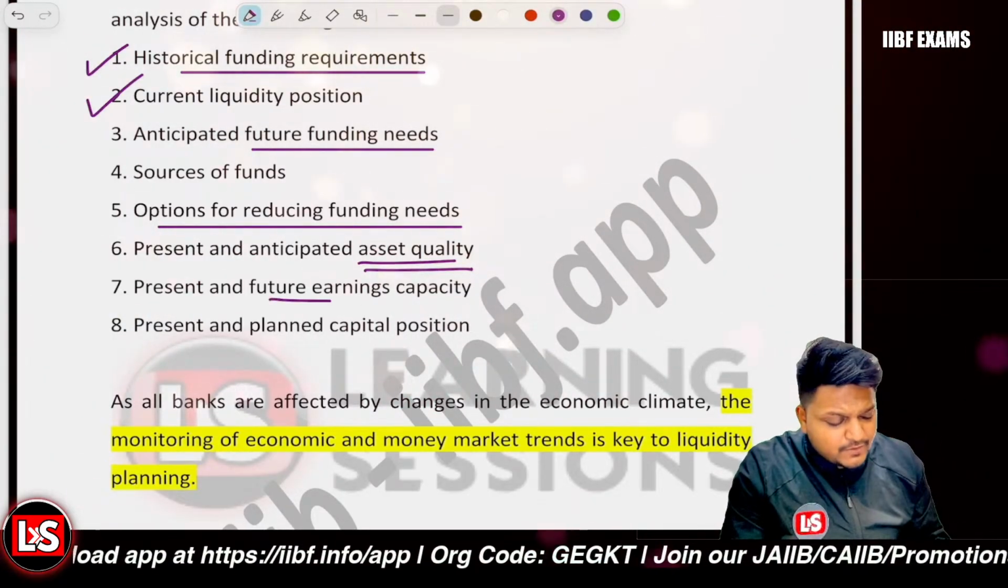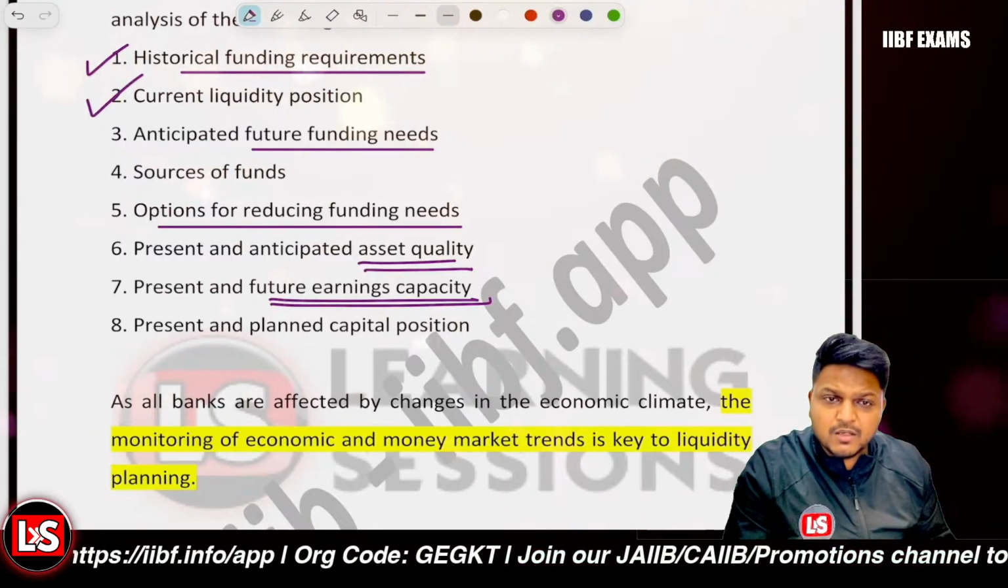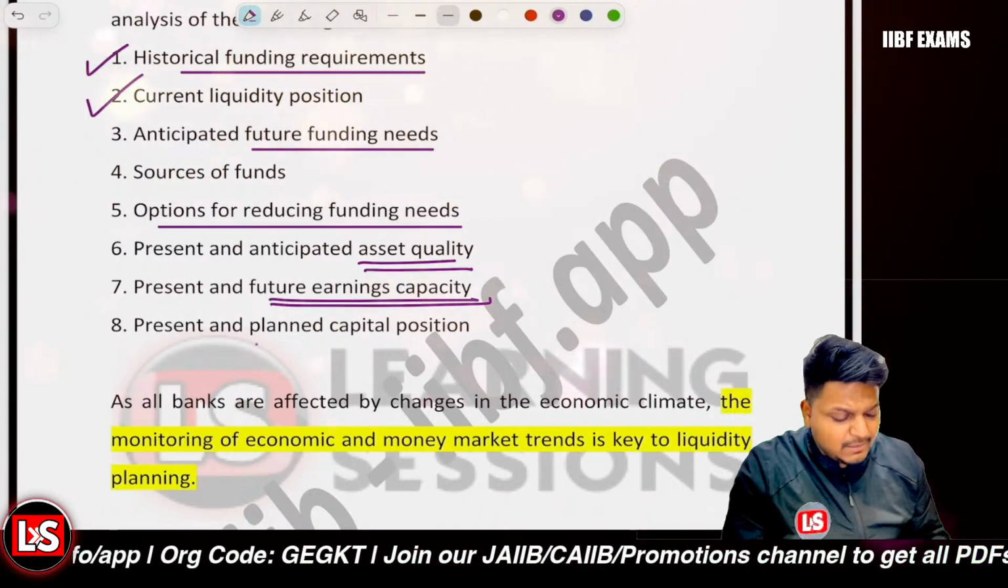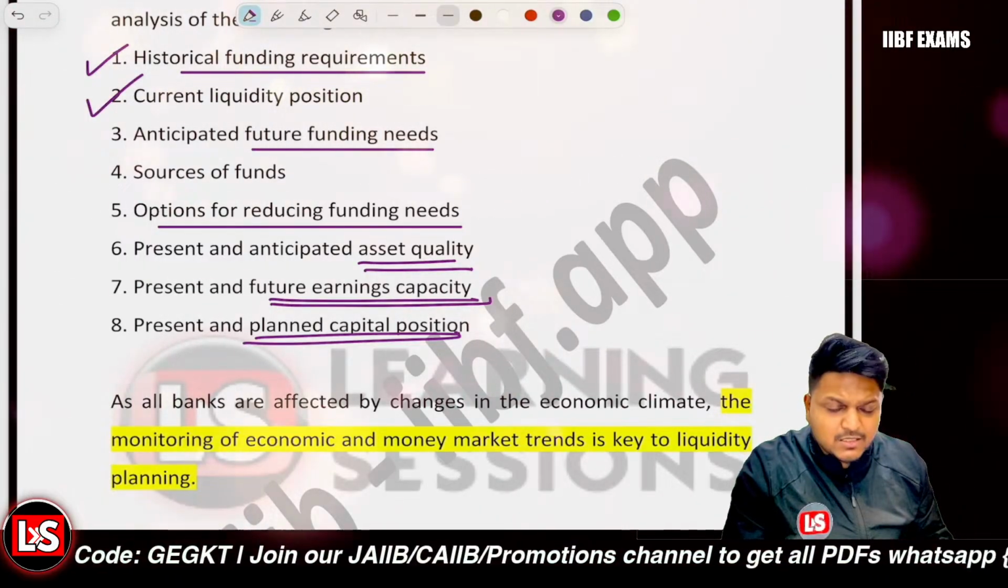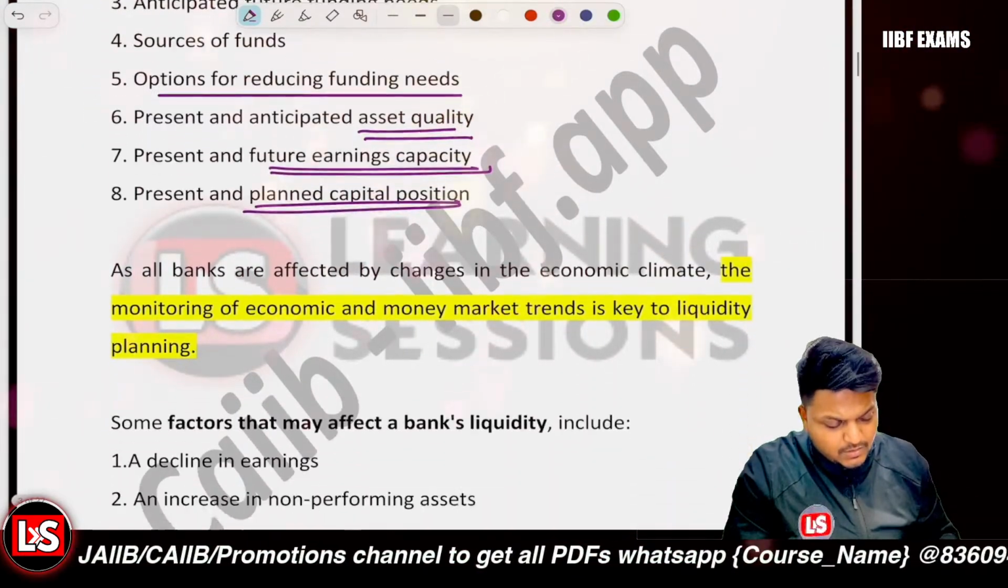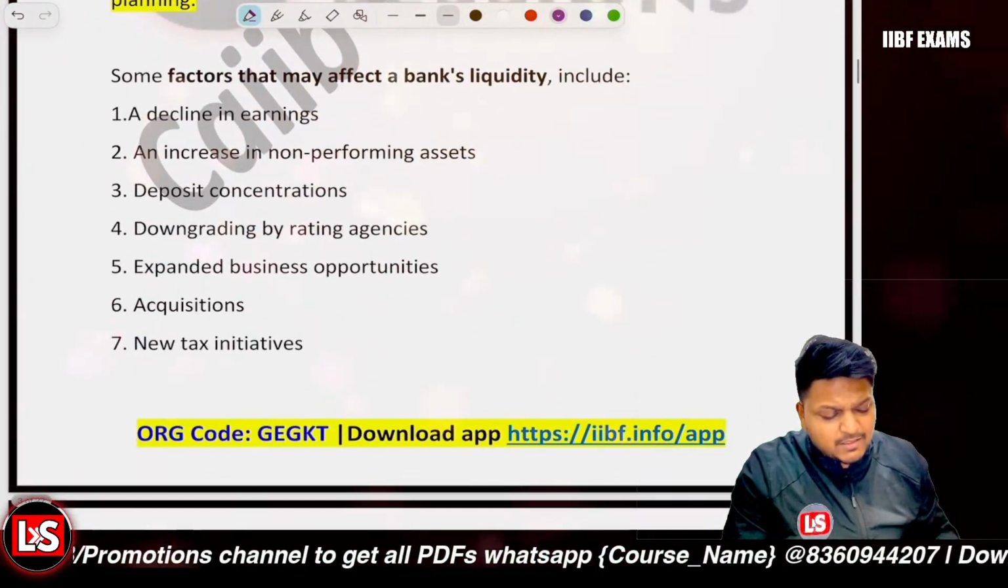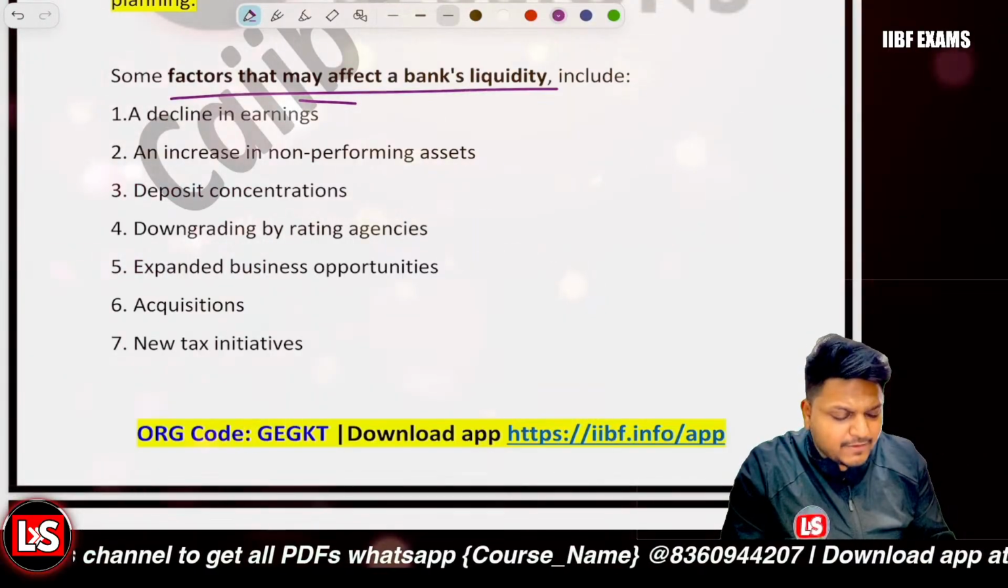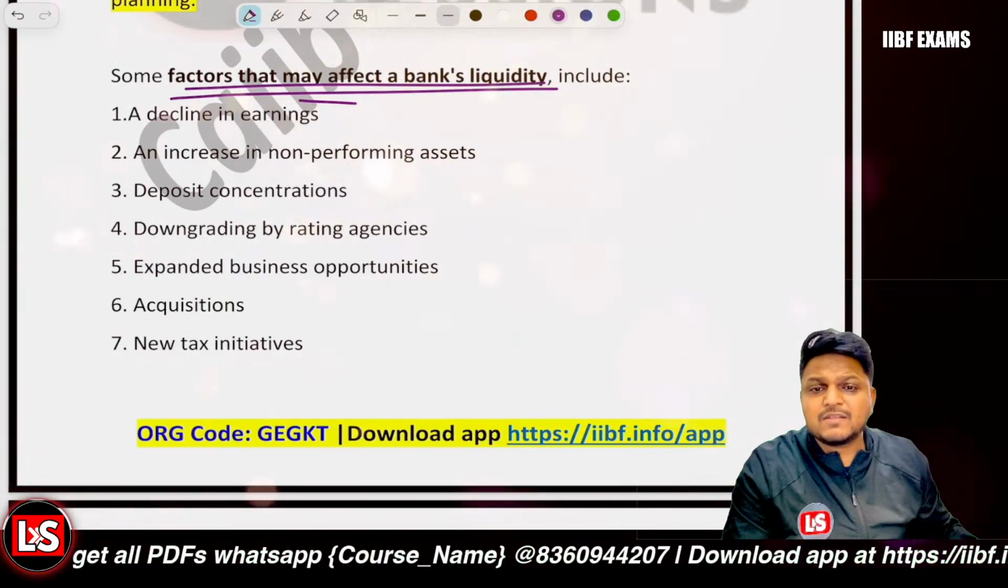The earning capacity, if it is increased, definitely we'll be having adequate liquidity or capital position. So these are the points that will identify whether we are having adequate liquidity or not. Then there are some factors that affect the bank's liquidity.